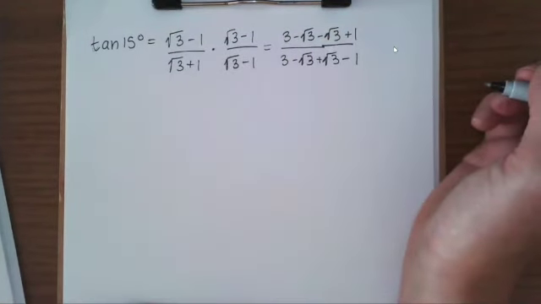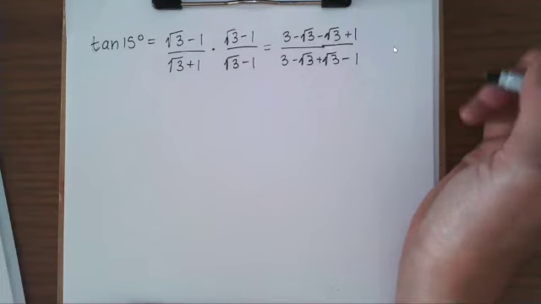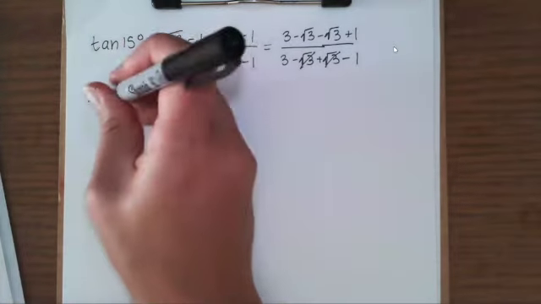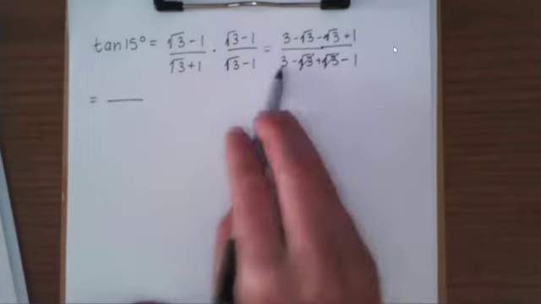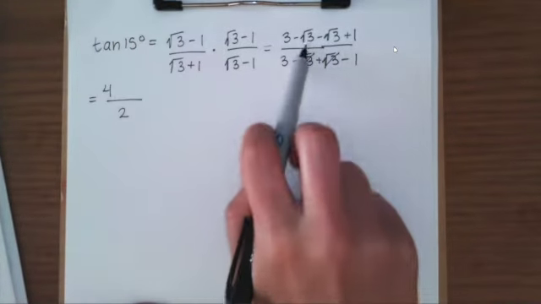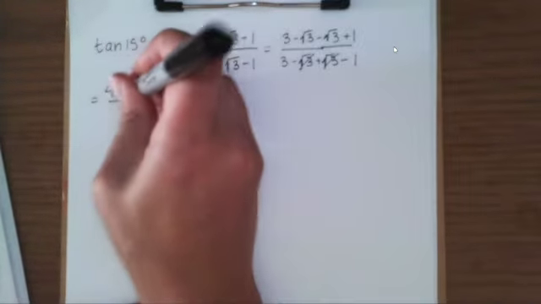Now, when we multiply by the conjugate, the whole reason we do that is because these cancel out, and that should always happen. Then we get rid of the radical in our denominator. So I have 3 minus 1, that's 2. And in the numerator, I have 3 plus 1, that's 4. Minus root 3, that's minus 2 root 3.